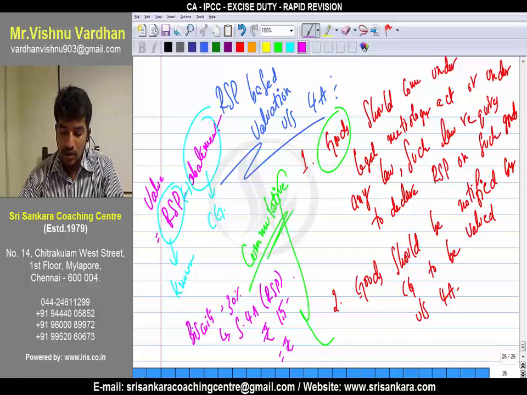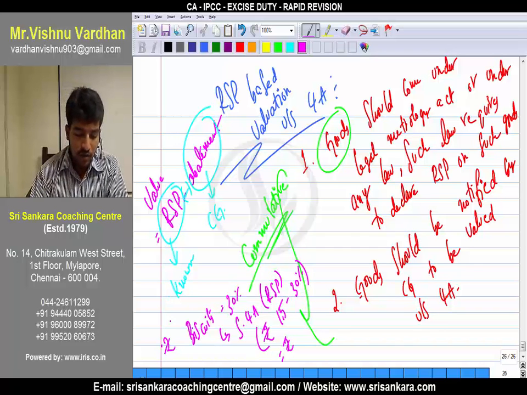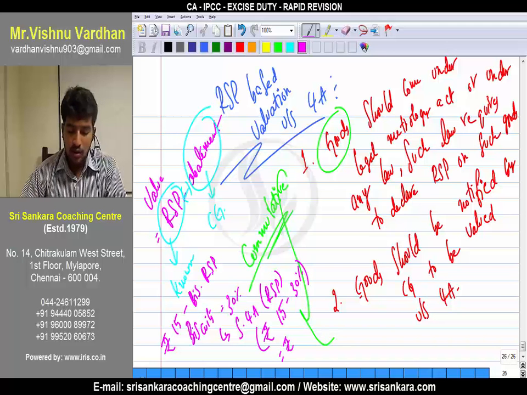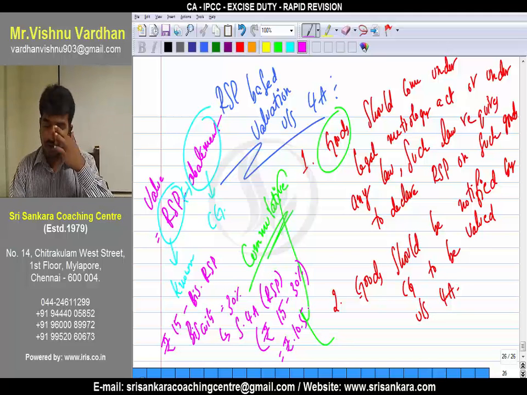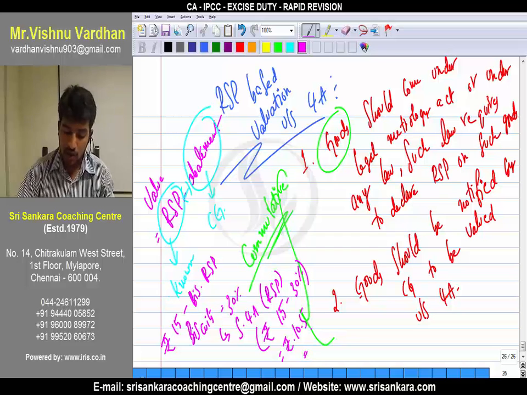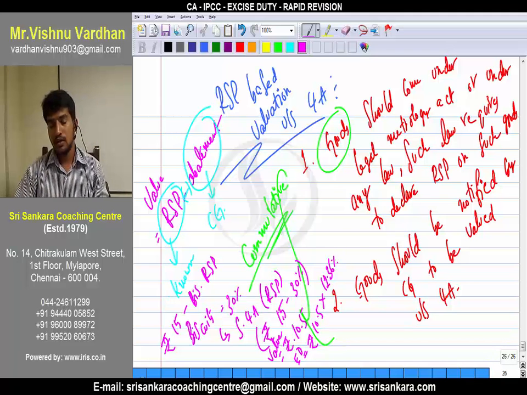So after abatement, what is the value? Rupees 15 is the biscuit RSP. Rupees 15 minus 30%, how much? 30% is 4.5, so rupees 10.5 will be the value. On this value you will levy the excise duty, let us assume 12.36%. So this is the excise duty, this is the value. Clear?